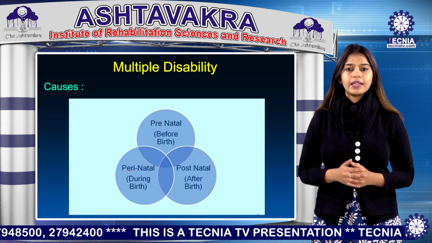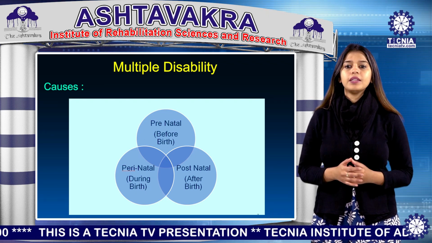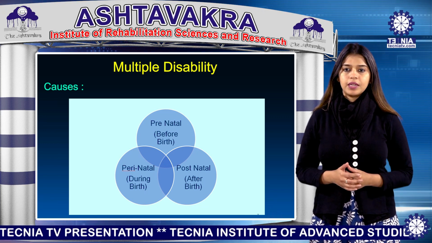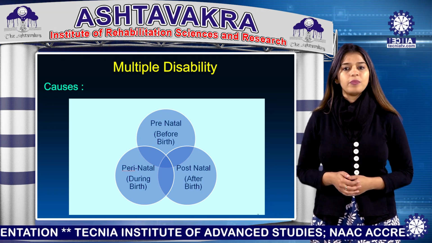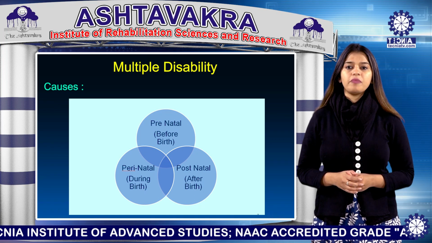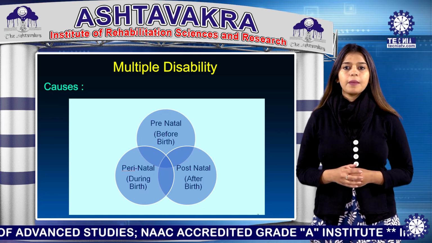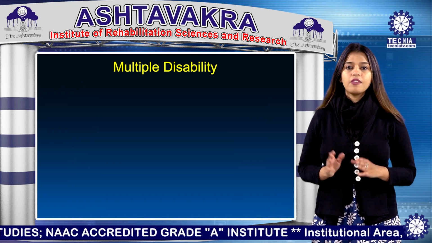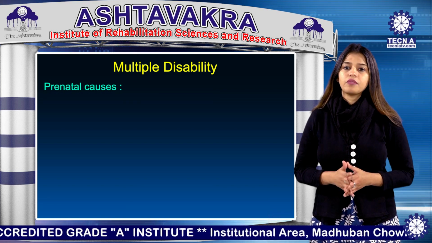There is no identifiable cause in 40% of the cases of multiple disabilities. Most individuals with multiple disability with known causes are due to prenatal biomedical causes. Basically, there are three causes of multiple disability. First is prenatal cause, second is perinatal cause and the third is postnatal cause. First cause is prenatal cause, which means before the birth of the child.